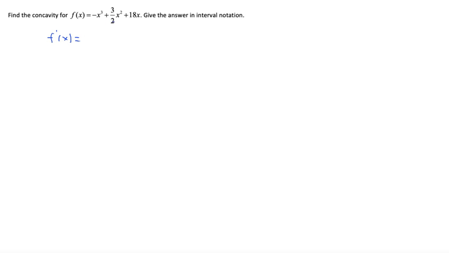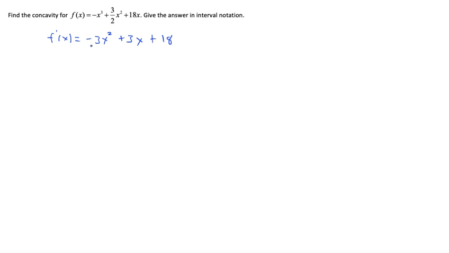This is a third degree polynomial, so we know we can differentiate it twice. We'll just use the power rule here. We'll get negative 3x squared. In this case, bring down the 2 here, so that becomes plus 3x, and the derivative of 18x is just 18. Right, here's the first derivative.